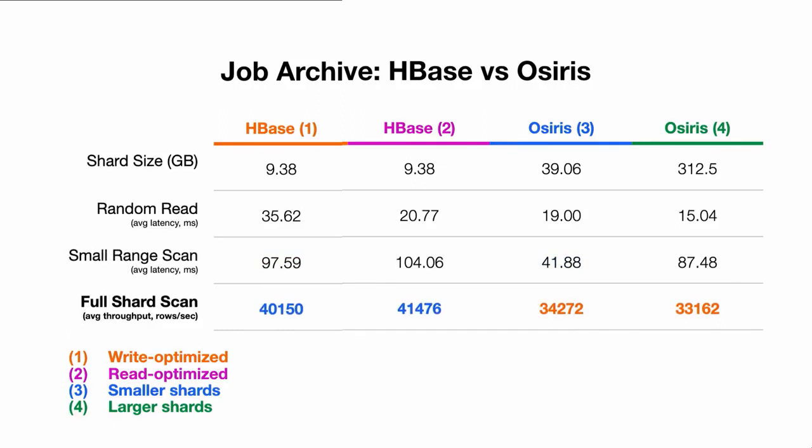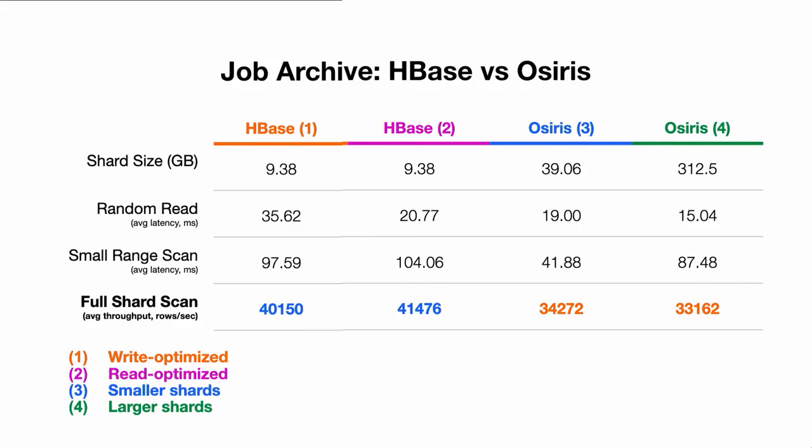33,162. And the final test we did was throughput of a full shard scan measured in terms of rows per second. So what we can see here is that HBase is pretty much the same between both results as is Osiris, but Osiris is a little slower. But actually, we think now that this difference is not due to a fundamental difference between HBase and Osiris. We actually think it's due to the choice of compression algorithm used, so we need to rerun this test at some point to see how it holds up.